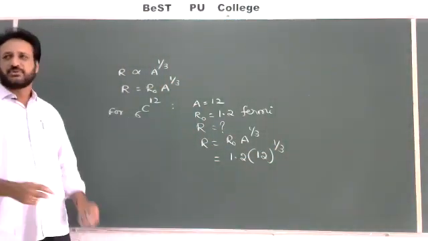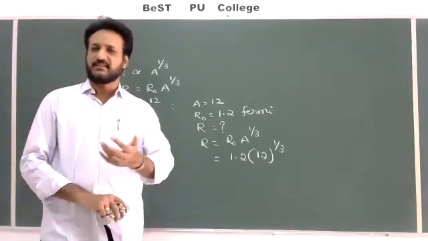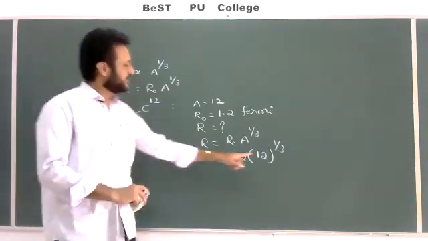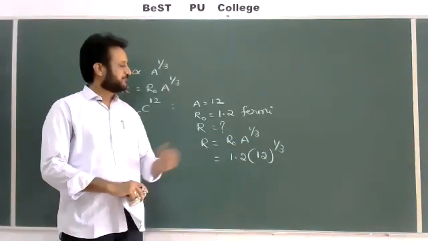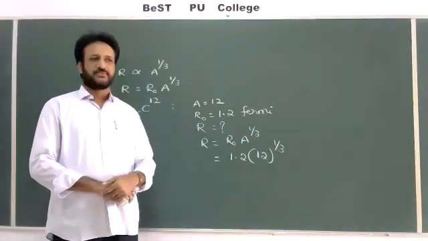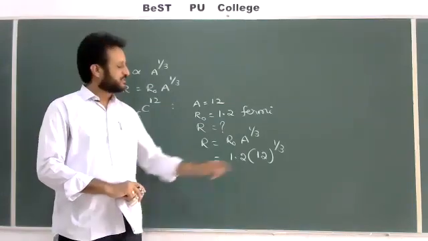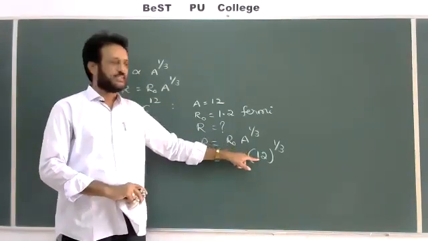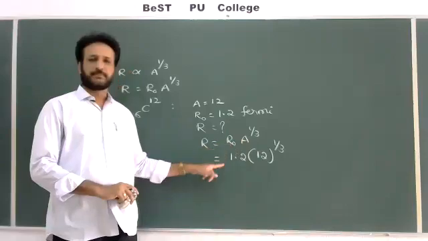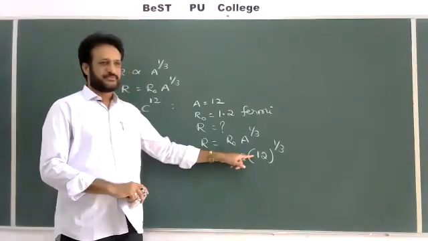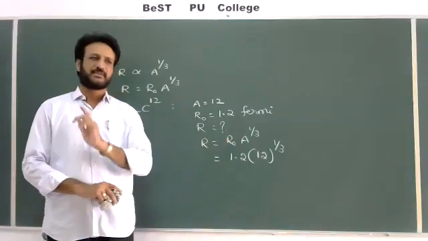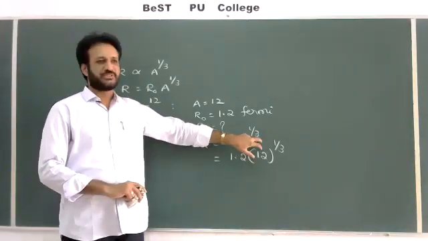Some cube roots are easy to calculate. For example, if 27 is given, we can write 27 as 3 cube, and the 3 gets cancelled, easy to calculate. If 64 is given, we write 4 cube, the 3 gets cancelled, and 4 into 1.2 can be written. If 125 is given, then 5 cube: 5 fives are 25, 25 fives are 125. So that type of cube roots are easy to calculate.